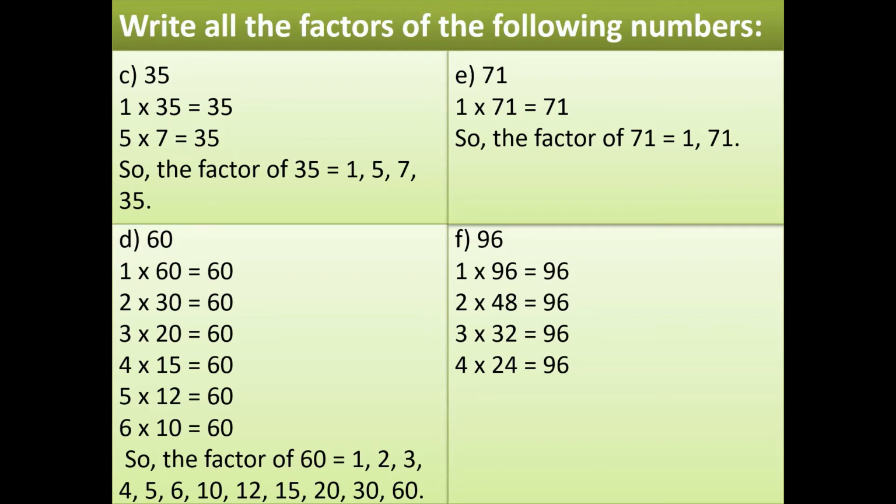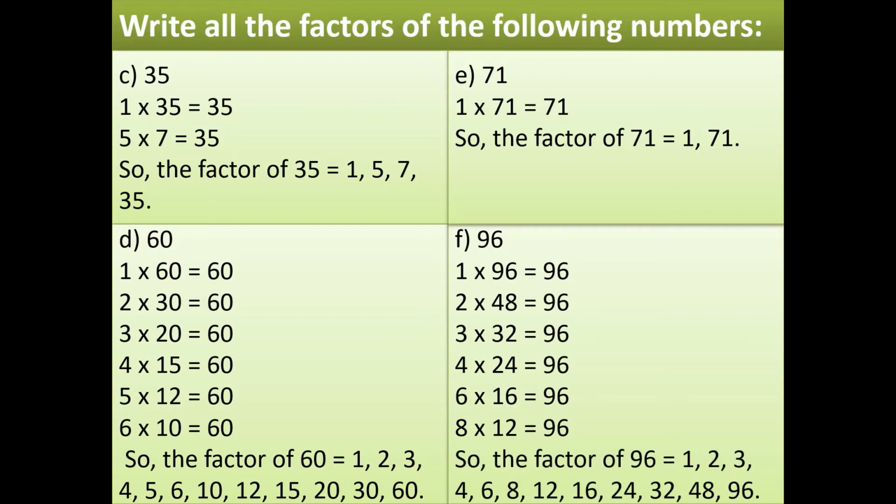Are there any more combinations? Yes, it can be written as 6 multiplied by 16 is equal to 96. And it can also be written as 8 multiplied by 12 is equal to 96. That's it. There is no other product of two numbers whose result is 96. So the factors of 96 are 1, 2, 3, 4, 6, 8, 12, 16, 24, 32, 48 and 96. Hope you understand how to find the factors.